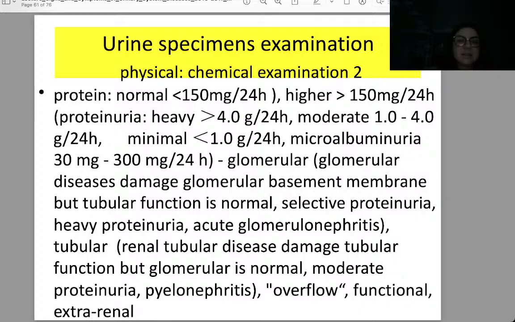It can be due to glomerular causes, like glomerular diseases that damage the glomerular basement membrane, but tubular function is normal. It will be selective proteinuria, heavy proteinuria, and acute glomerulonephritis. But it can be not just glomerular, it can be tubular. With renal tubular disease, tubular function is damaged, yet glomerular is normal: moderate proteinuria, pyelonephritis, and overflow, functional, extra-renal, rare.